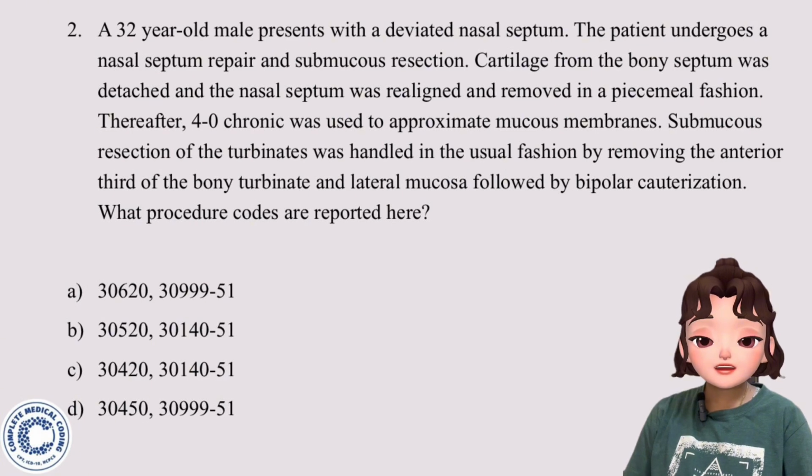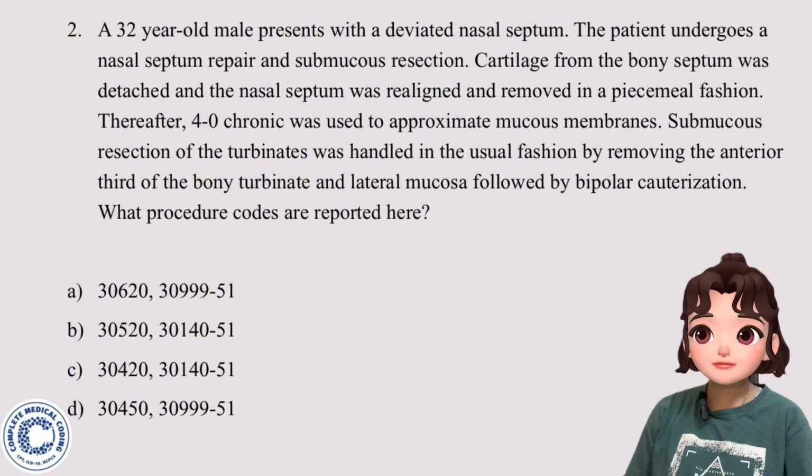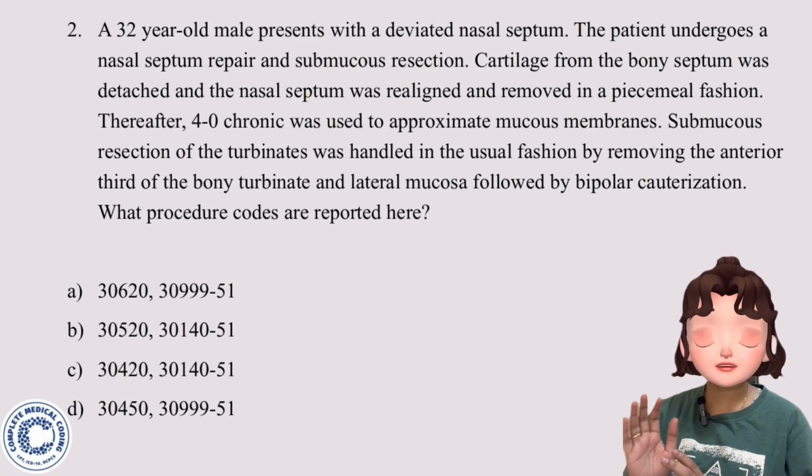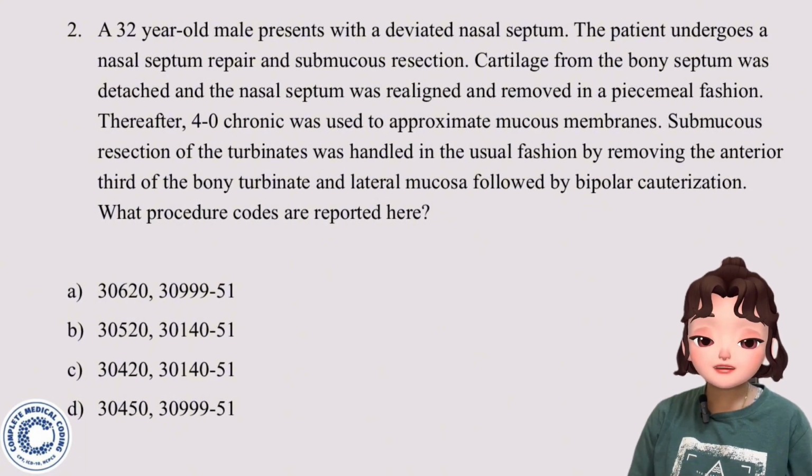30520. 30520 is septoplasty or submucous resection with or without cartilage scoring, contouring or replacement with graft. For submucous resection of turbinates, use 30140. See, in the bracket itself it is mentioned below the CPT code. So here, septoplasty, which is the correct code that we already got, 30520. Along with that, if in the question submucous resection of turbinates is present, you have to use the code 30140 as mentioned in the bracket.